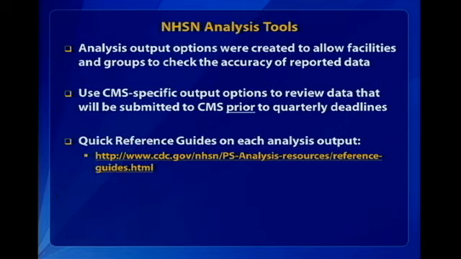So the analysis functionality within NHSN was created in part to allow facilities and groups to be checking the accuracy of your reported data. We have some CMS-specific output options that many of you are probably familiar with, and these will let you preview the data that will be sent to CMS on a quarterly basis. We also have some quick reference guides on each analysis output available. They're available at this link here, and these are 1 to 2 page documents that will walk you through step by step how to modify each analysis output, how to run the output, and how to interpret the results.